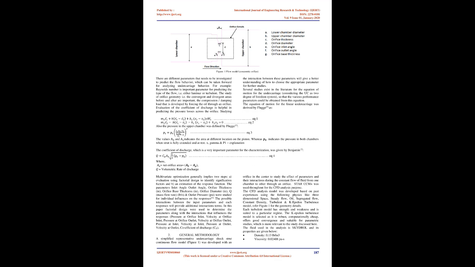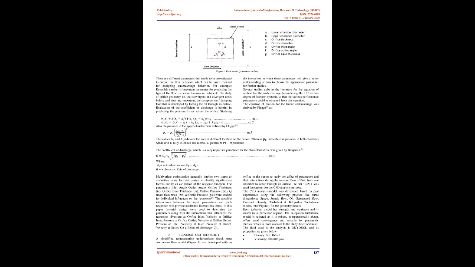For example, Reynolds number is an important parameter for predicting the type of the flow, i.e. either laminar or turbulent. The study of orifice geometry, i.e. the convergent and divergent areas before and after, is important. The compression/damping load that is developed by forcing the oil through an orifice. Evaluation of the coefficient of discharge is helpful in predicting the pressure losses across the orifice. Studying the interaction between these parameters will give a better understanding of how to choose the appropriate parameter for further studies.